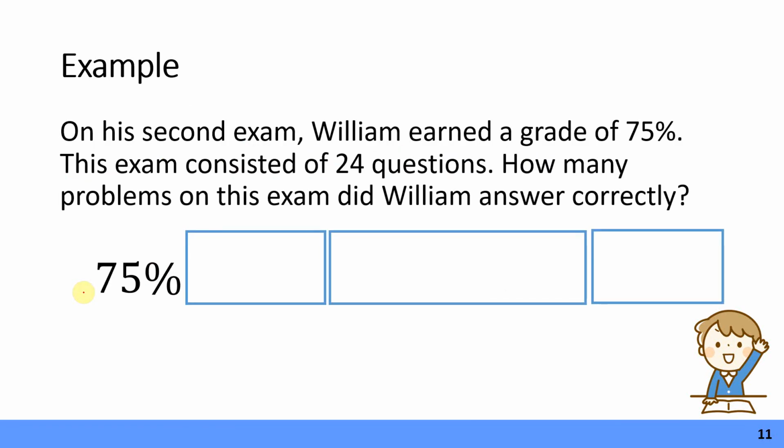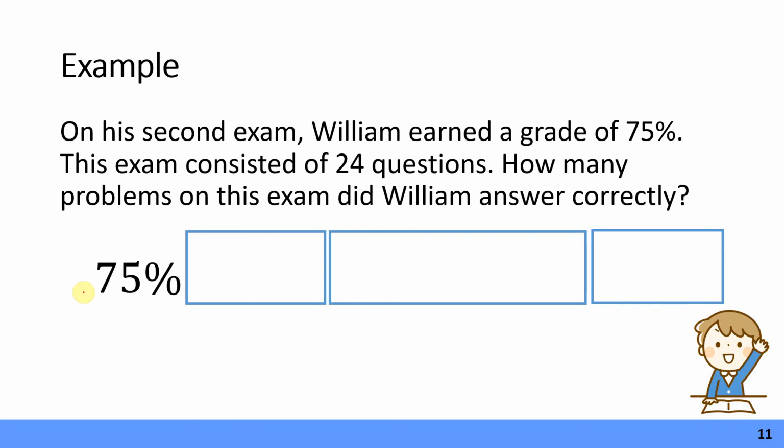All right, let's make this interesting. Now we actually have a scenario. Here we have William. He's back, right? Earlier we know that he didn't pass his first exam, but let's see what he got on his second. On his second exam, way to go, William, he got a 75. But now he wants to know, the exam had 24 questions in total. He knows he got a 75%. He wants to know how many problems on the exam he answered correctly.